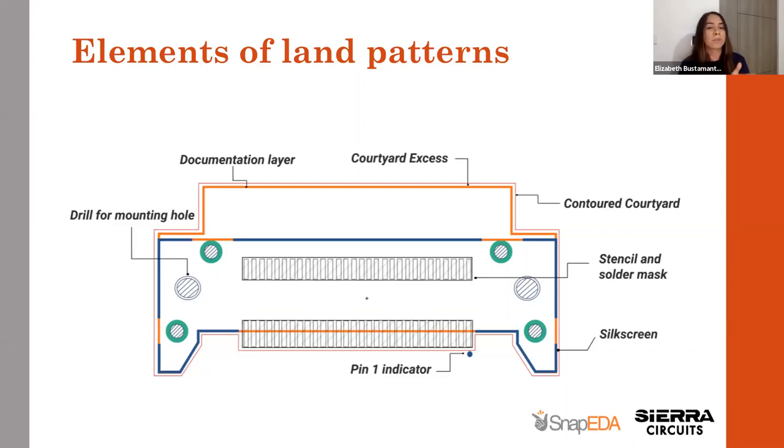And then we have the documentation layer right here. The documentation layer is where you can basically add all your manufacturing notes. You can add everything you want to see or remember during the design process, because everything that you're drawing in this layer will not be present in your final PCB. Then we also have the solder mask layer, which indicates where the solder mask should not be applied. And then we also have the stencil, containing mainly the solder paste data of SMD.